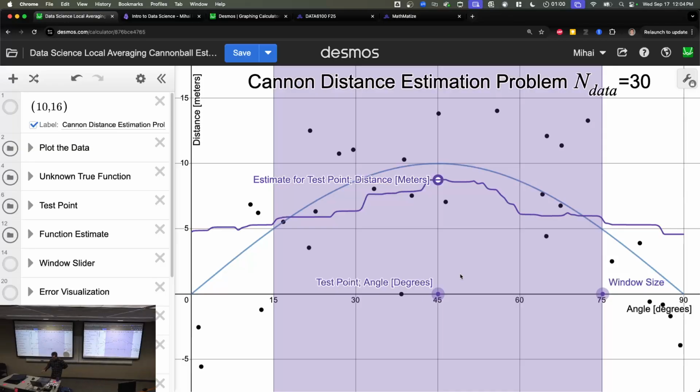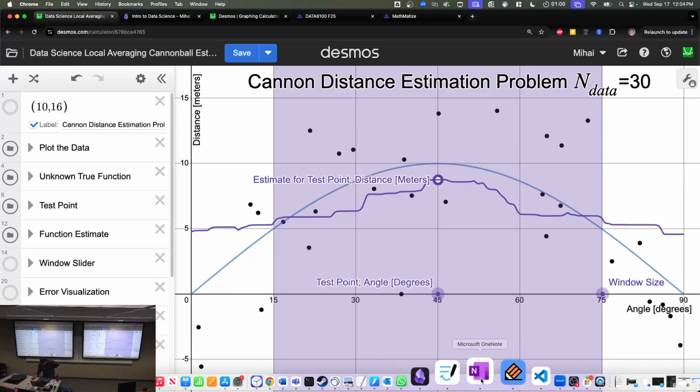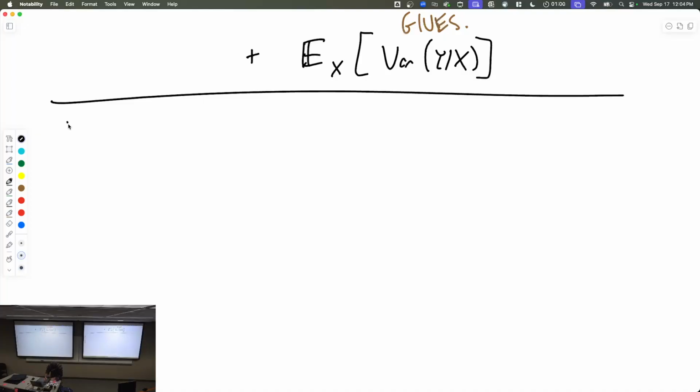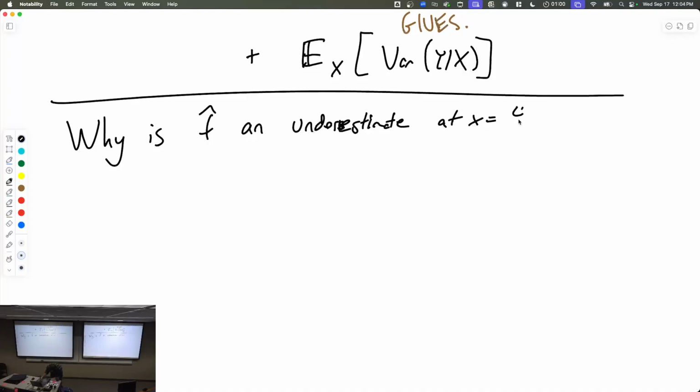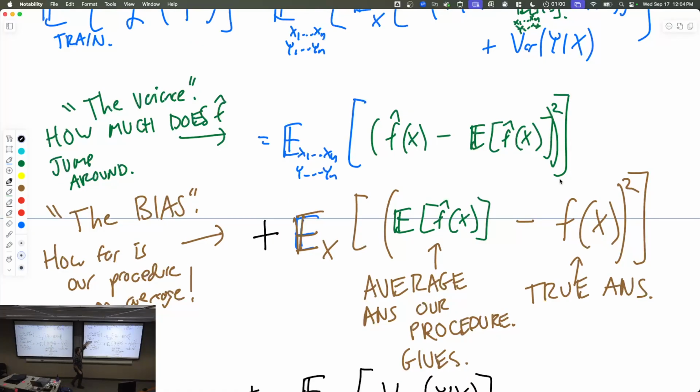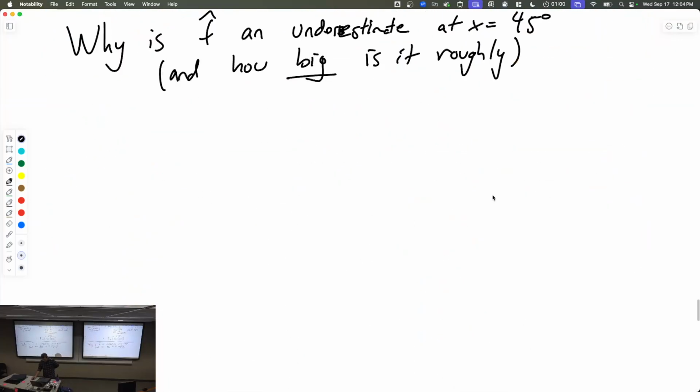I'm going to write it like this. So why is it an underestimate? And this will also help us understand how things scale. So why is f hat an underestimate at x equals 45 degrees, and how big? This is the main thing I want to get to: how big is it, roughly. That will help us balance these two things. If we can answer how big this term and that term are, then we can minimize their sum.